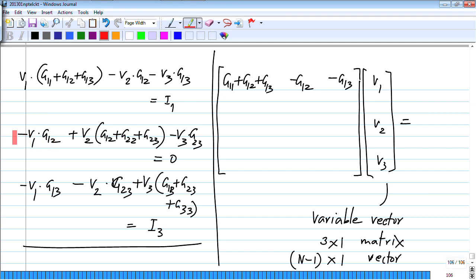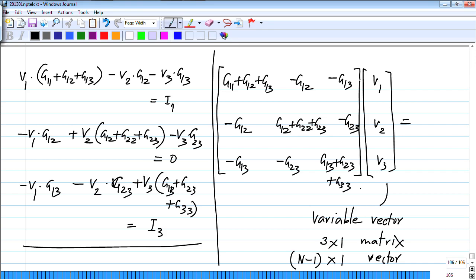Similarly for V2, this minus G12 is the coefficient of V1, and G12 plus G22 plus G23 is the coefficient of V2, and finally minus G23 is the coefficient of V3. Okay. And here minus G13 is the coefficient of V1, and minus G23 is the coefficient of V2, and G13 plus G23 plus G33 is the coefficient of V3. Okay, it's exactly the same as what I have here.